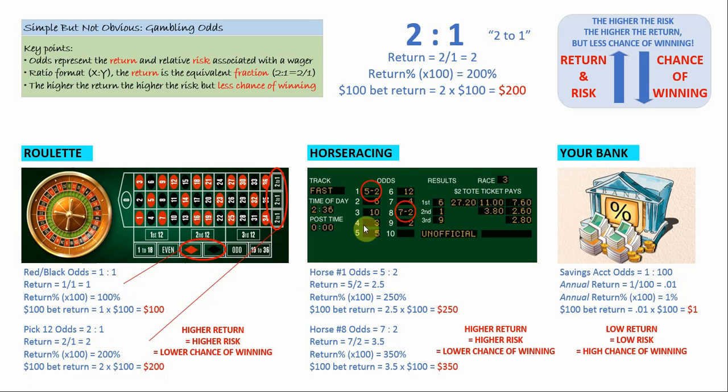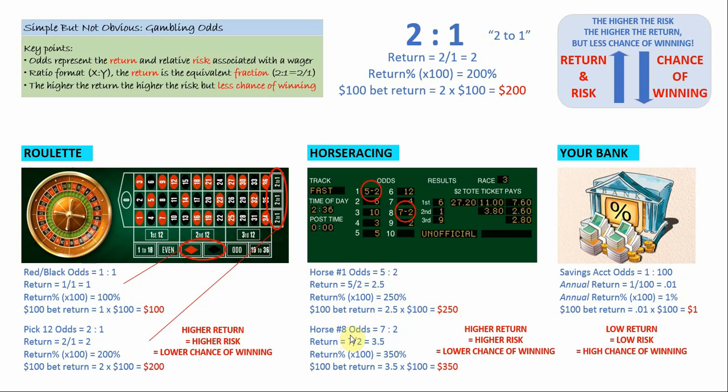Now moving on to horse racing, it's the same idea. Horse number 1 in this case has 5 to 2 odds, and it may not be clear when you first glance at the board, but we can do the math here again. Return is 5 over 2 equals 2.5. So the return for this horse is 250%. A $100 bet would give you $250. We're just multiplying by 2.5, our multiplier.